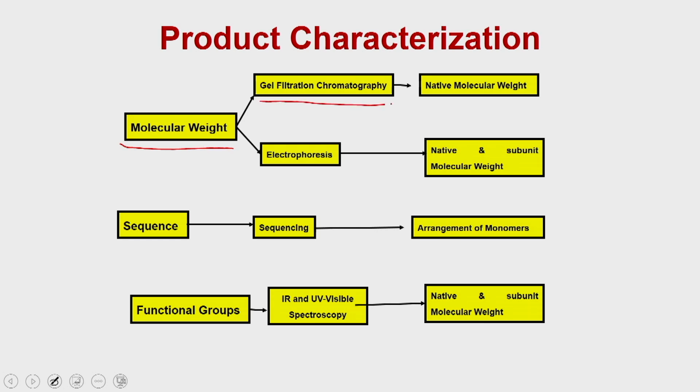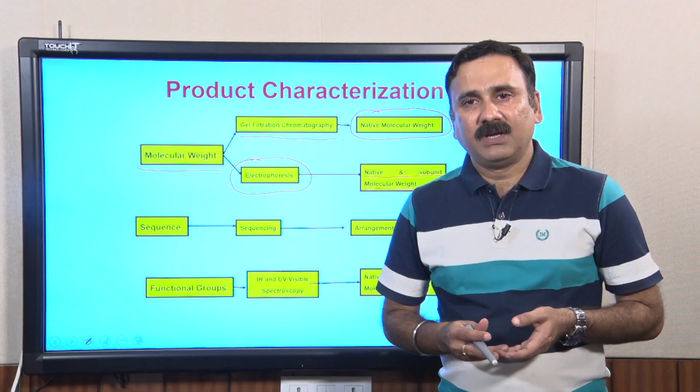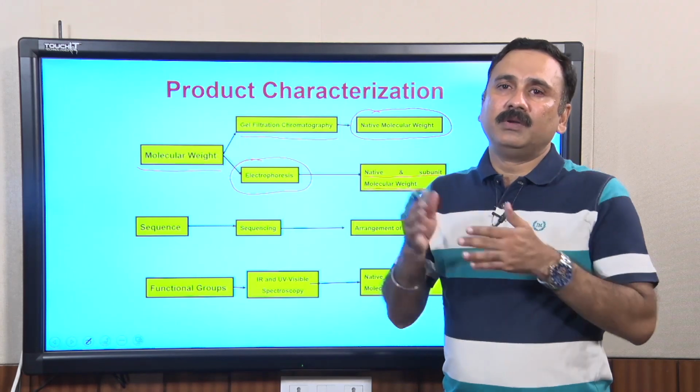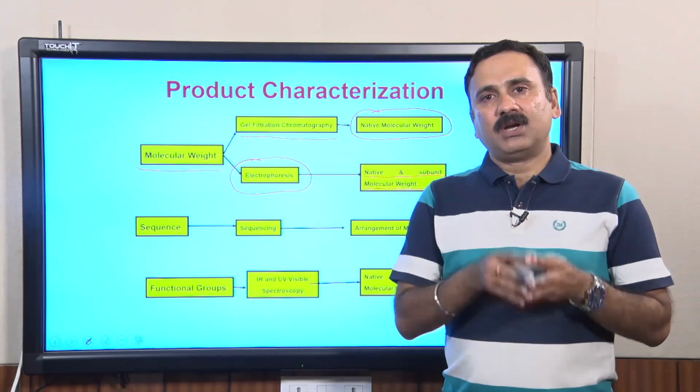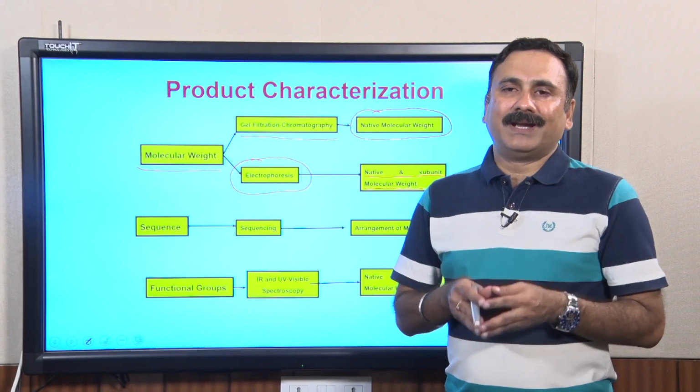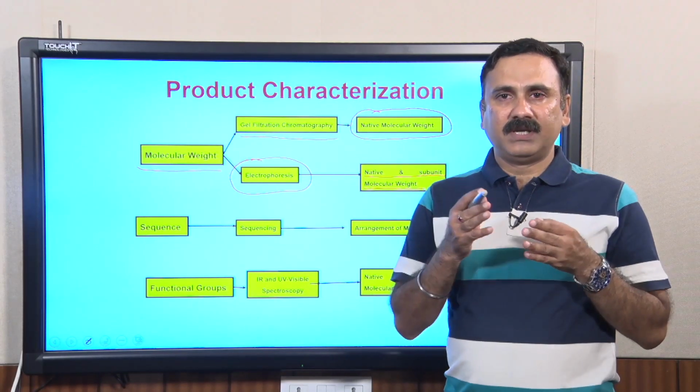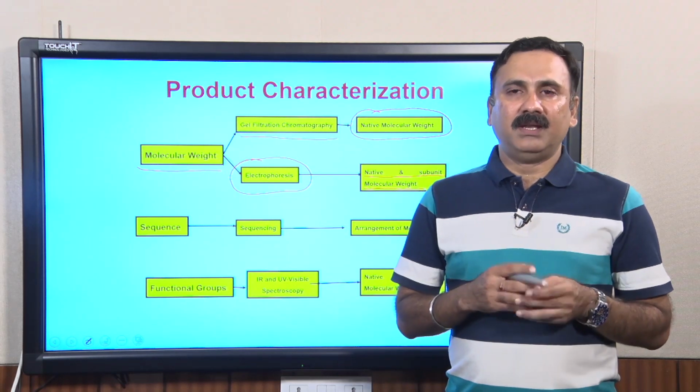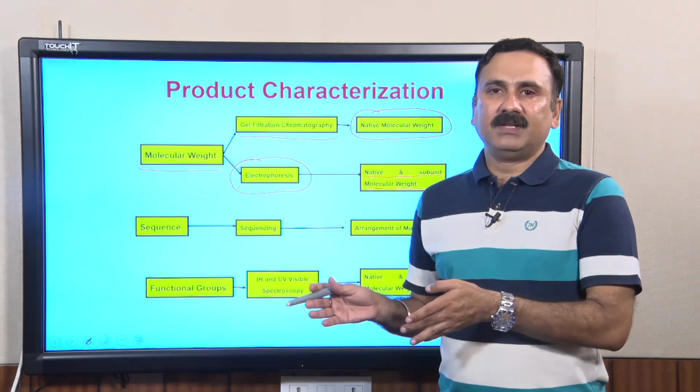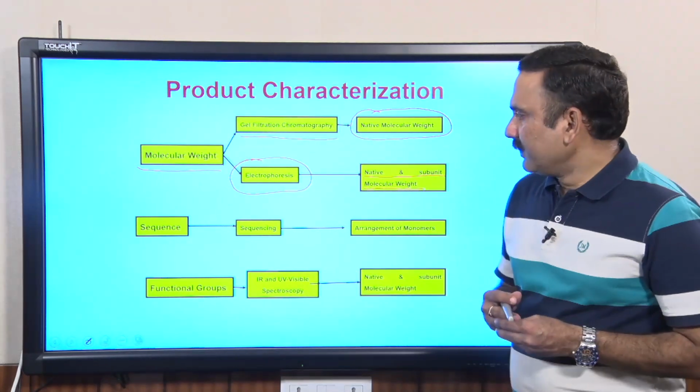Either it could be by gel filtration chromatography, which will give you the native molecular weight, or it could be by electrophoresis, which will give you the native as well as the subunit molecular weight. In addition, while discussing electrophoresis, we also discussed its different applications, and how electrophoresis can be used in conjugation with electroblotting techniques to check whether the isolated product has any immunoreactivity with the developed antibodies.